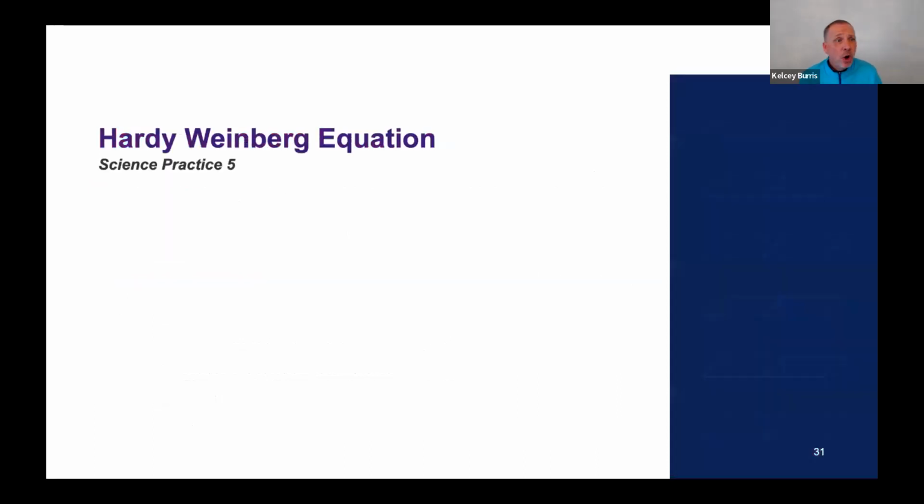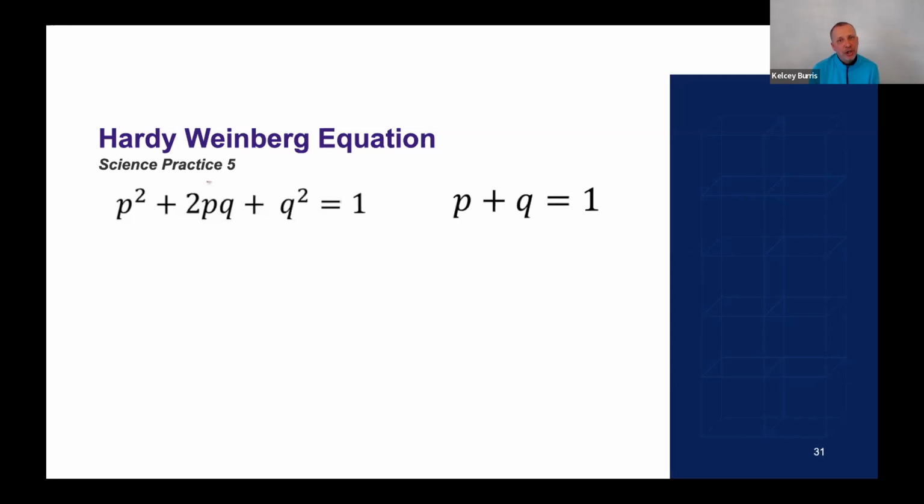So with Hardy-Weinberg, you remember there are actually two equations. There's p squared plus 2pq plus q squared equals 1, and then there's p plus q equals 1. When we're talking about p squared plus 2pq plus q squared equals 1, we're talking about an individual that has two alleles, okay? So you have the homozygous dominant, which is equal to p squared.